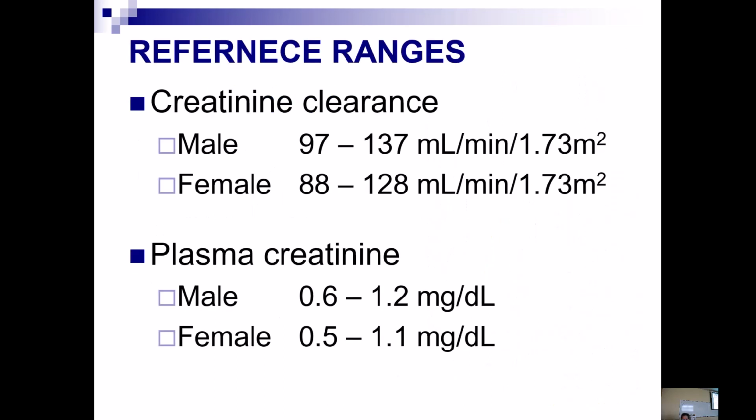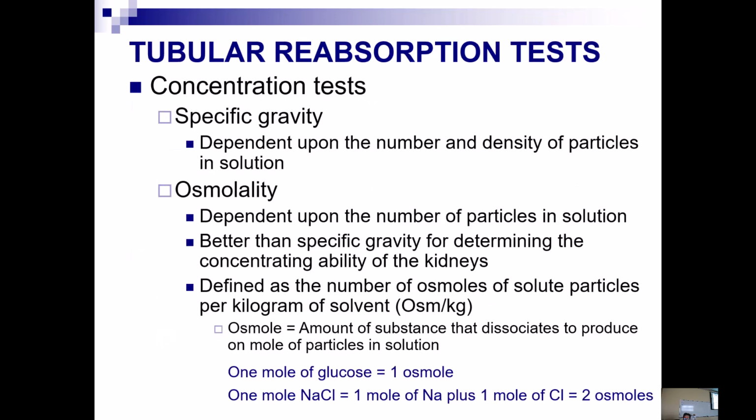So here are your reference ranges. Creatinine clearance, 97 to 137 in males, milliliters per minute per surface area. Females, 88 to 128, a little bit less. Plasma creatinine, 0.6 to 1.2 milligrams per deciliter for men. For females, 0.5 to 1.1 milligrams per deciliter.